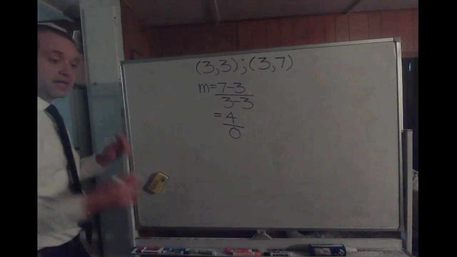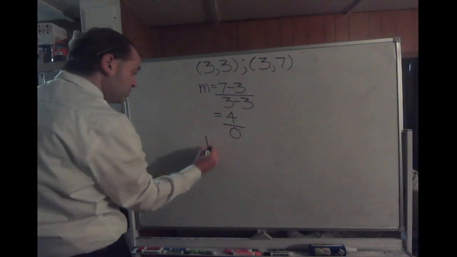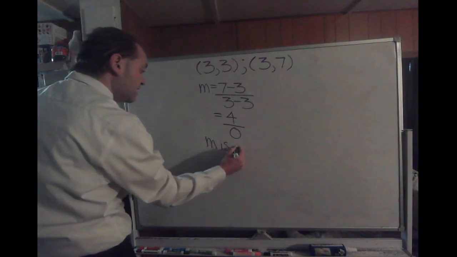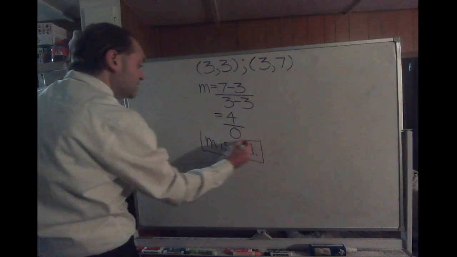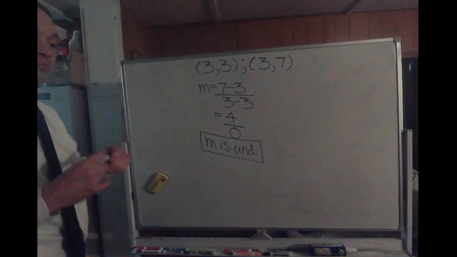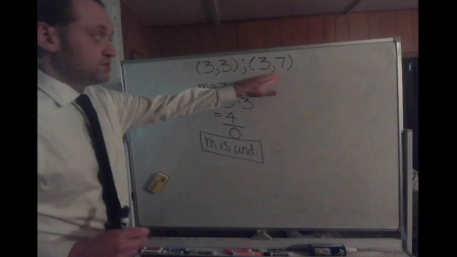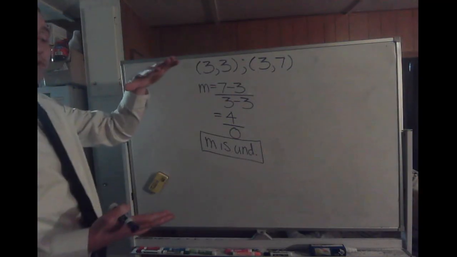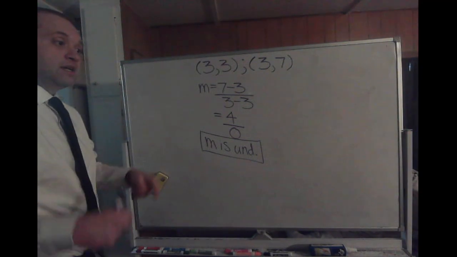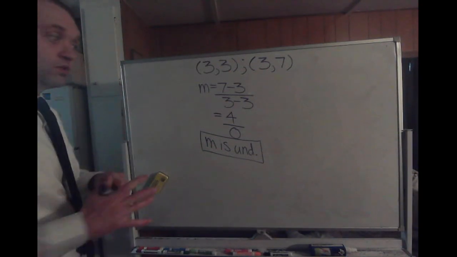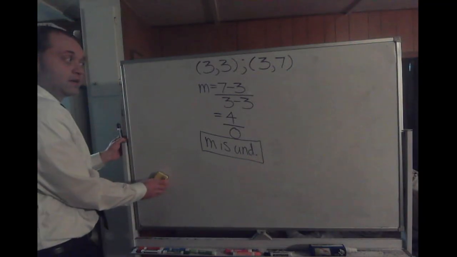Well, hang on a second. Division by 0 is undefined. So you can say m is undefined, or abbreviate it UND with a period. The slope is undefined. So what does it mean that the slope is undefined? You would have a straight vertical line going through those 2 points. If you remember VUX: vertical line, undefined slope, x equals. So it would be a vertical line through the points (3, 3) and (3, 7).